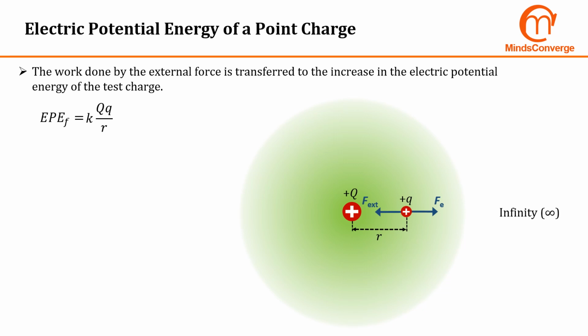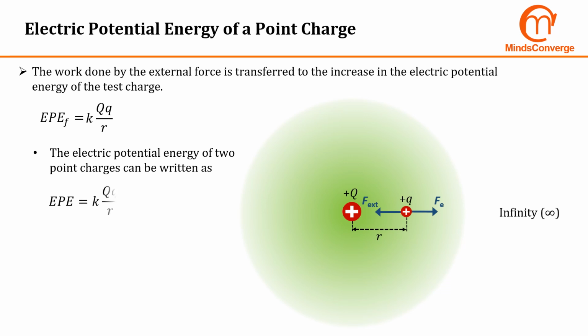Hence, the electric potential energy of two-point charges is given by k times the product of the two charges over their separation. K times the charge capital Q over r is the electric potential at the point a distance r from the charge. Hence, the electric potential energy of the other charge small q at the point can be written as the electric potential times the charge.